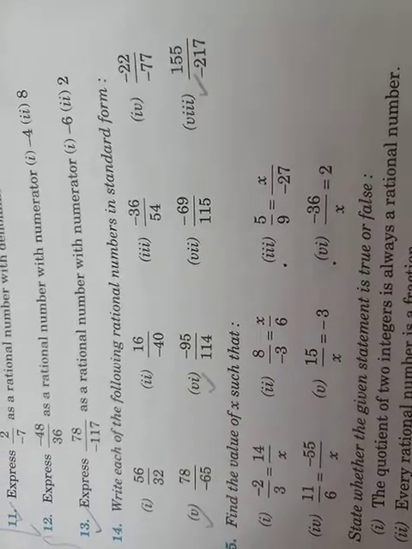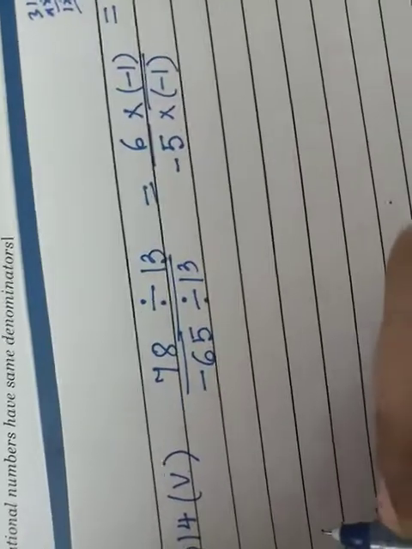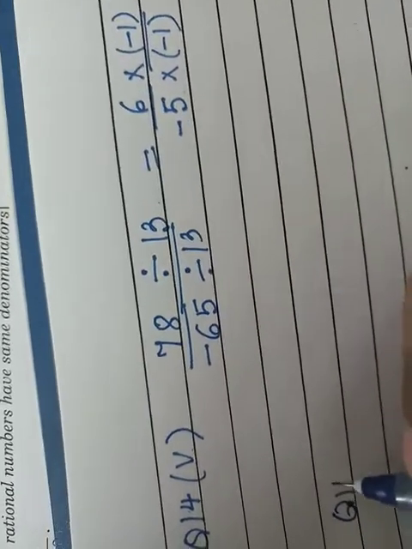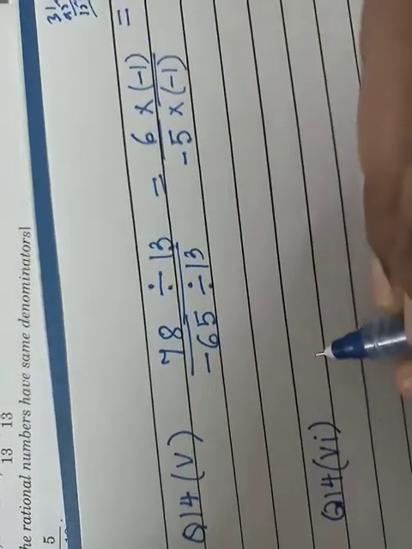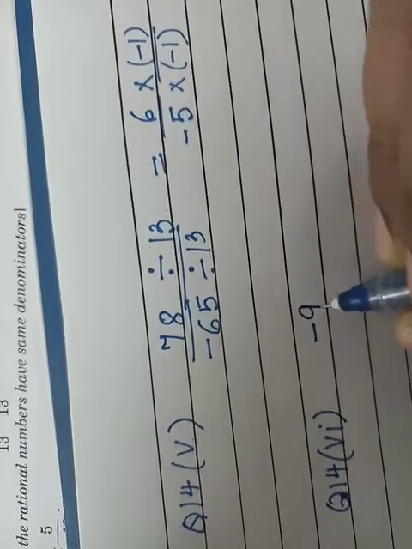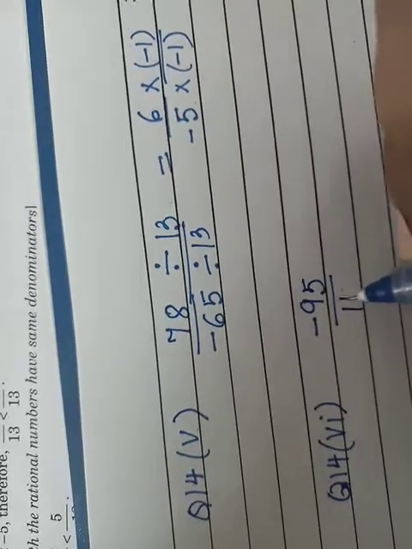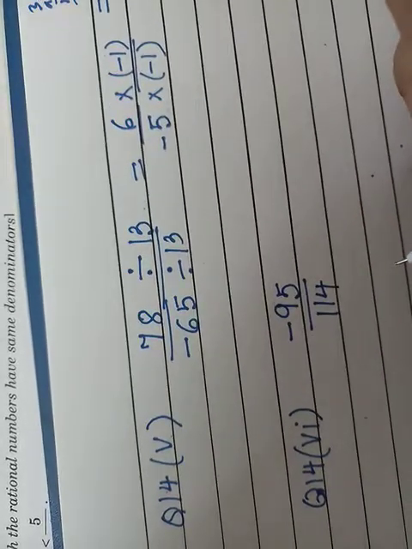As I start with question number 14, sixth part. Question number 14, sixth part. The given rational number is minus 95 upon 114. We have to simplify it.